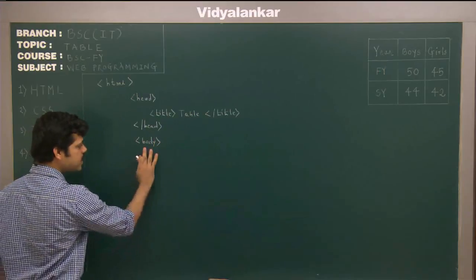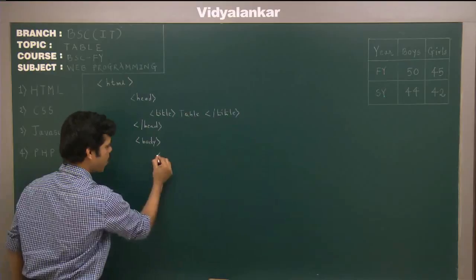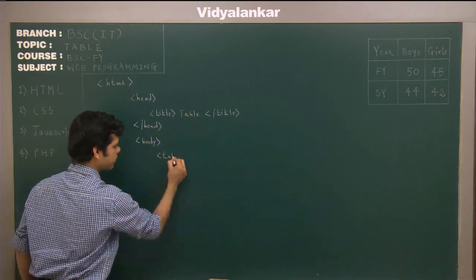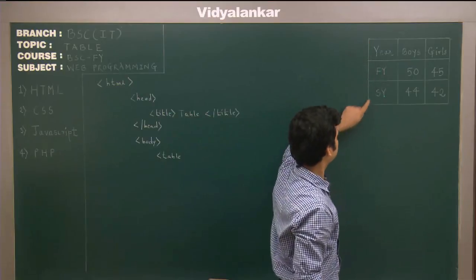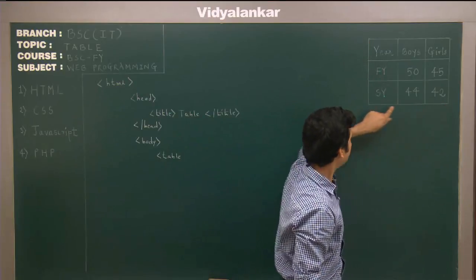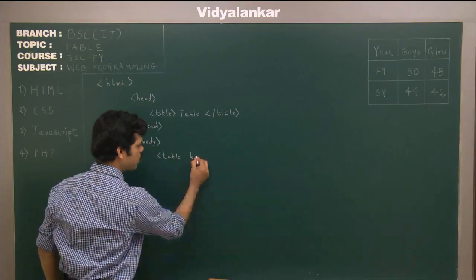And inside this body on the web page, I want to display this table. So I have to use the table tag. As you can see, this is the border, and I want to display this border. I can use the attribute border.